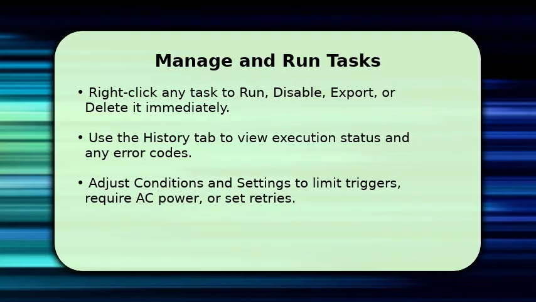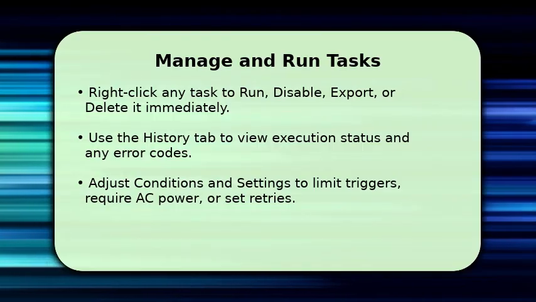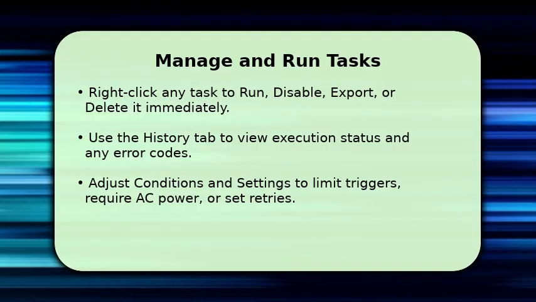Check the Conditions tab to require AC power or network availability for the task. Use settings to configure retries, stop task after a timeout, or allow missed run handling. Use the History tab to view execution status, success, and any errors.